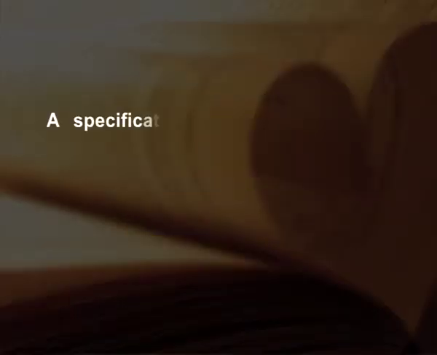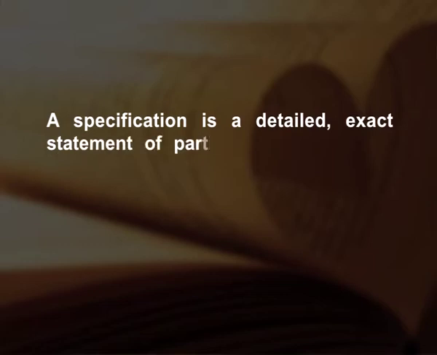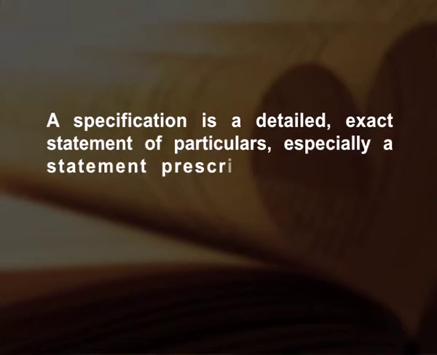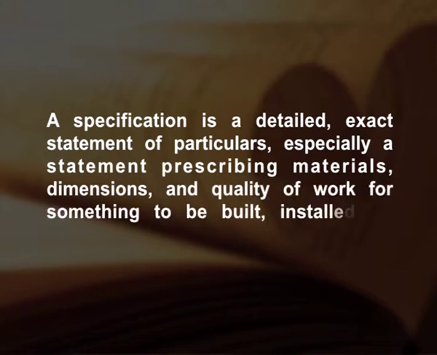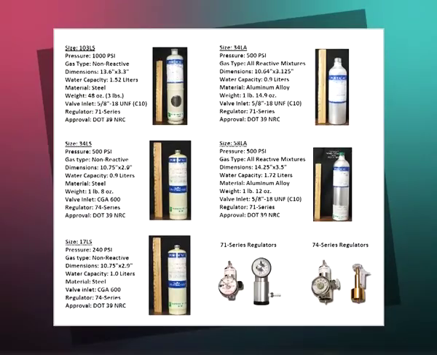Specifications. A specification is a detailed, exact statement of particulars, especially a statement prescribing materials, dimensions and quality of work for something to be built, installed or manufactured. It is an explicit set of requirements to be satisfied by a material, product or service. The technical specification may be developed privately, for example, by a corporation or regulatory body, or it may be developed by a standard organization, which often have most diverse input and usually develop voluntary standards.